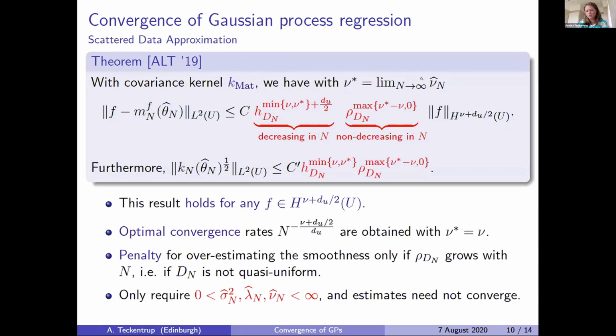You don't need convergence, so I've written down the theorem here in a bit simpler form with convergence, but you don't need these parameters to converge, and you can work with the lim_inf and the lim_sup if you don't have convergence. Okay, but the takeaway here is that you really don't need any assumptions on how well you are able to estimate the hyperparameters. And then there's a similar result also for the standard deviation of the posterior.